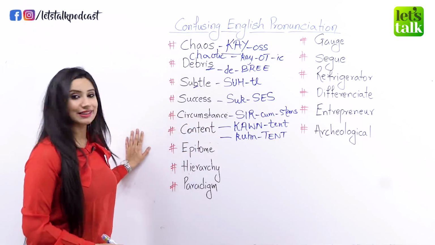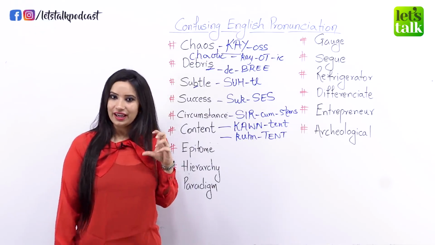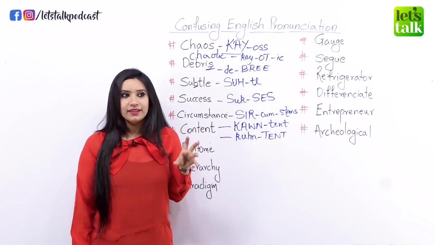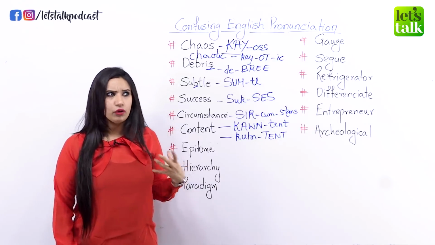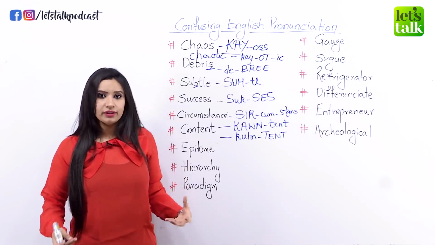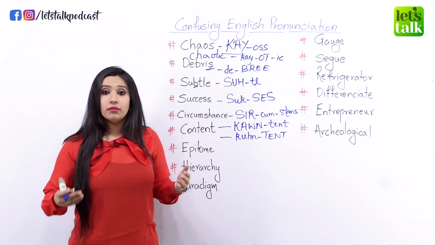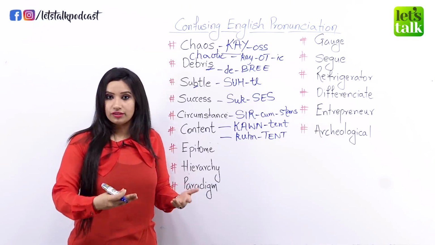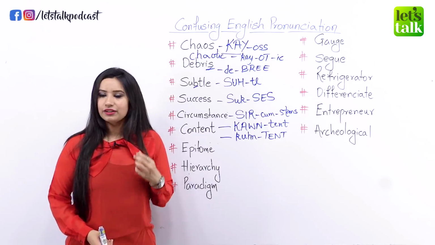Now let's move to the next word. This is a very useful word in English. It's pronounced as epitome, okay? Epitome. This means a perfect example. So if you want to tell that somebody is a perfect example of something, you would use this word. So you could say that Mother Teresa is an epitome of generosity or kindness, okay? Now let's look carefully at its pronunciation.